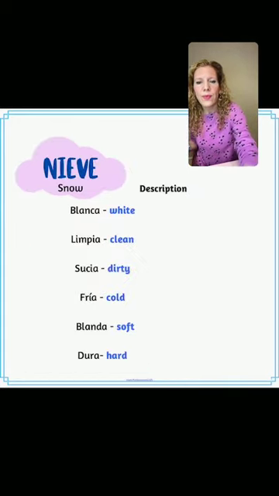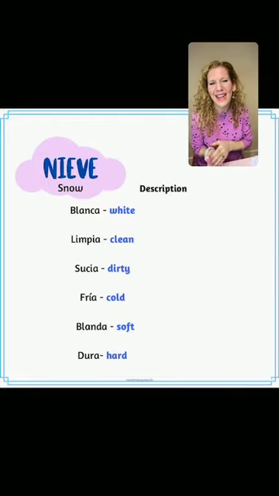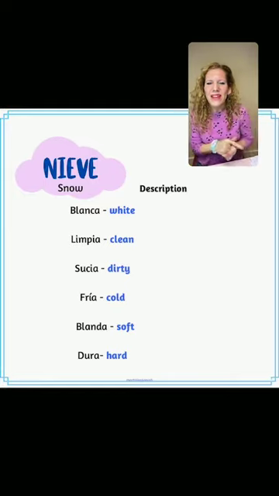Okay, so, hacer un ángel de nieve, sí, me encanta. Un ángel de nieve. We have to say ángel de nieve. Mucho vocabulario.